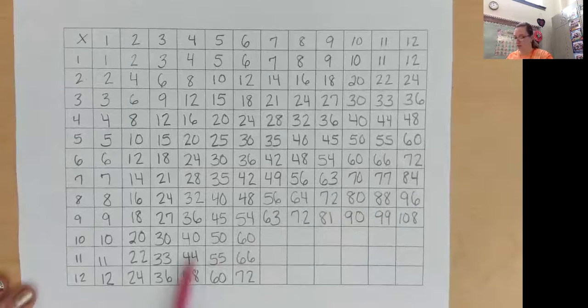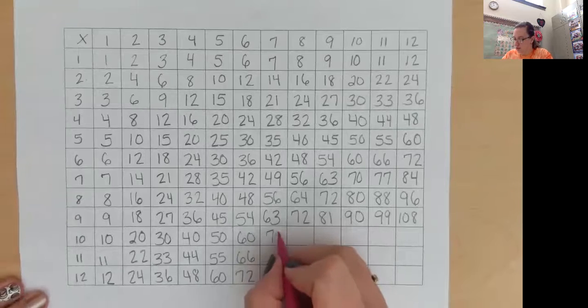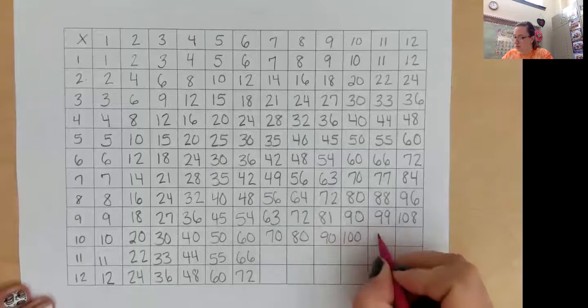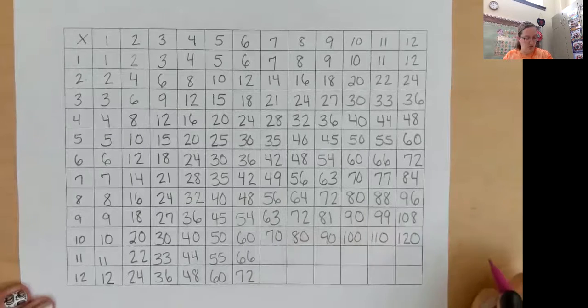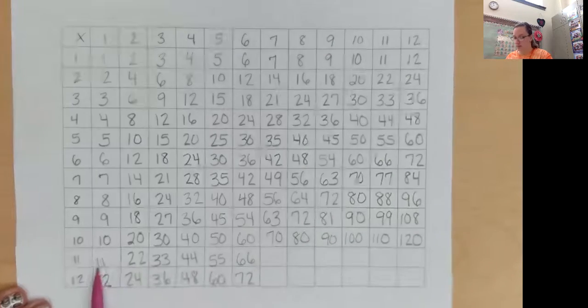All right, now we're in the 10's row. We're up to 10 times 7, and this one's easy. You're just counting by 10, so 70, 80, 90, 100, 110, 120. All right, in the 11's row, if you notice, there is a pattern with the 11's.